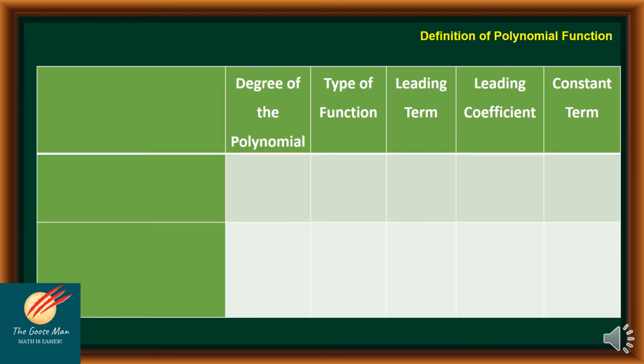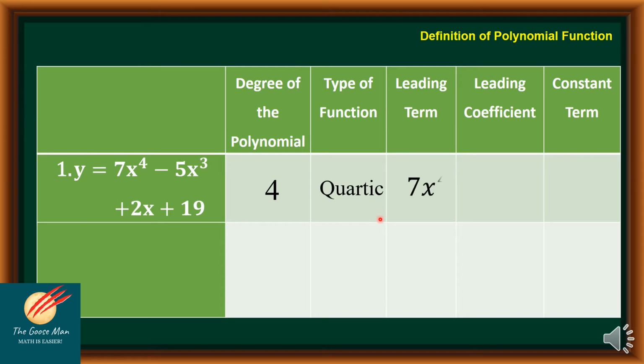minus 7. To illustrate more on the definition of polynomial function, let's have this example. y is equal to 7x to the 4th power minus 5x cubed plus 2x plus 19. If we get the degree of the polynomial, we get the highest exponent, which is 4, while the type of function is quartic, and the leading term is 7x to the 4th power. Our leading coefficient is 7. And the constant is equal to 19, meaning the number only without the variable.